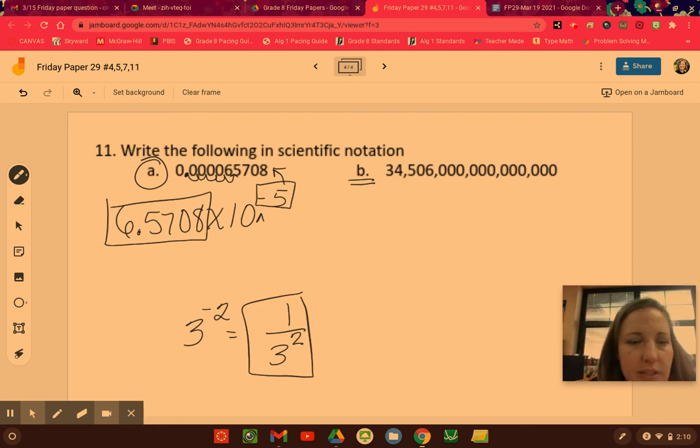Okay, you're going to do the same thing with B, only this time you remember when the decimal's out of sight, it's on the right. So you're going to move in the direction left to make a number between 1 and 10. And remember your significant digits. None of these zeros are considered significant when you're moving that decimal over. So you need to focus on that.